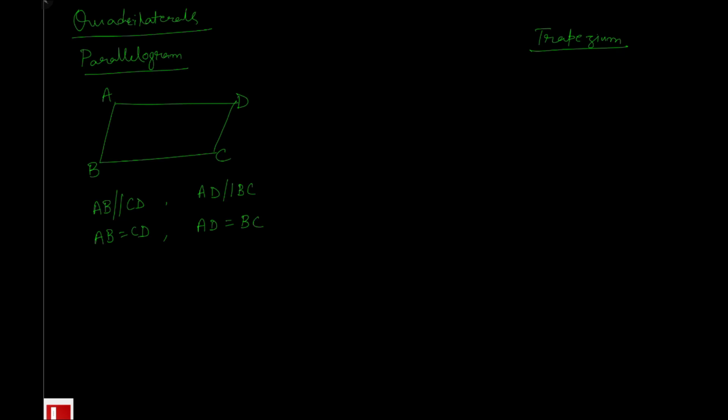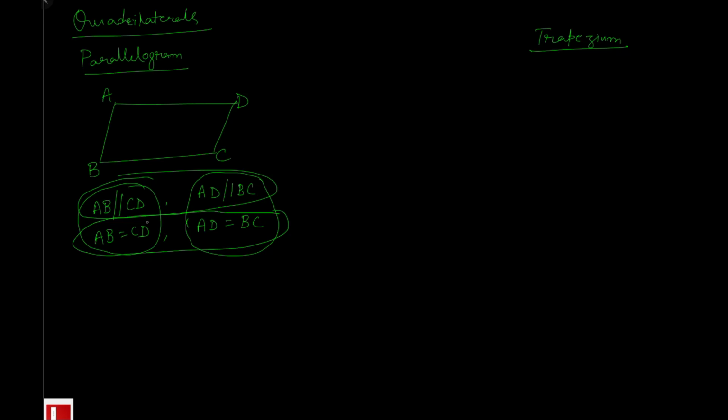Now here, any pair of information given should be sufficient to tell us whether ABCD is a parallelogram or not. For example, only this set of information is sufficient to tell us that we don't need to check the other pair, or only this set is sufficient, and only this set is also sufficient, right? All four of them are true, but if I have to check whether a given quadrilateral is a parallelogram or not, only one pair of information would be sufficient.